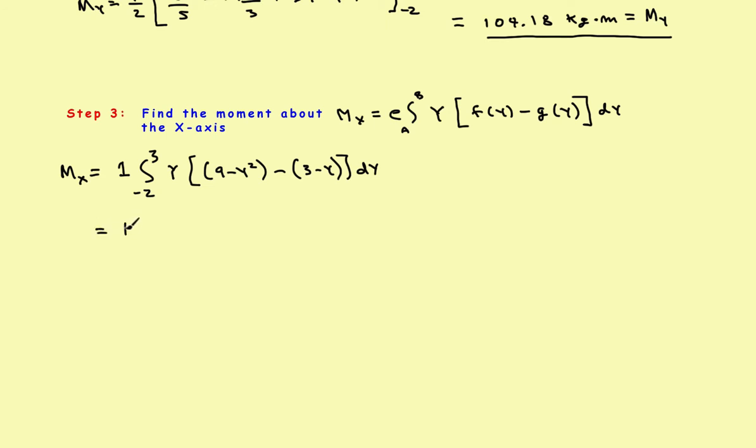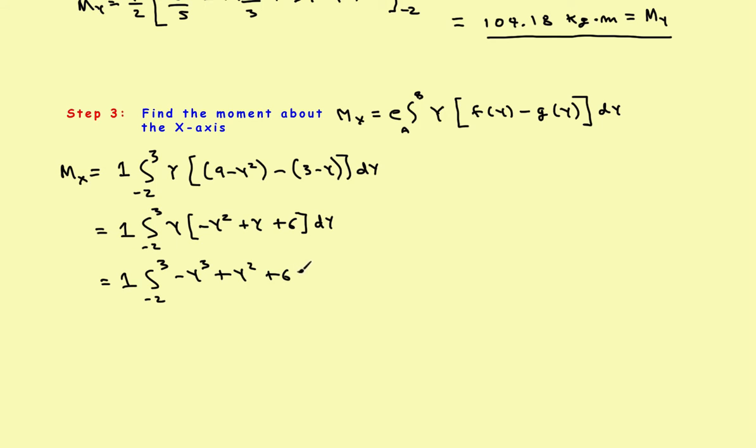Now this one we've already done before, but we'll go ahead and put it right here. That's going to be just 1 times the integral of minus 3. And first of all, we've got y, and we'll go ahead and just put these together. So I've got a minus y squared. Then this is going to become a plus y. And again, 9 minus 3, that's going to become 6. Whole thing dy. Now, take this y and distribute it. So that's going to be 1 times the integral from minus 2 to 3. This will be minus y cubed plus y squared plus 6y, and this whole thing dy.